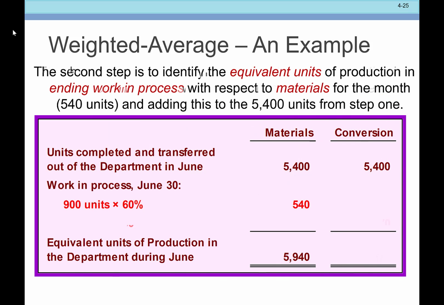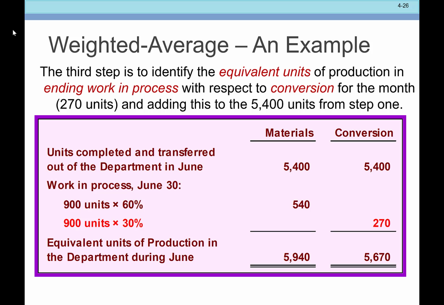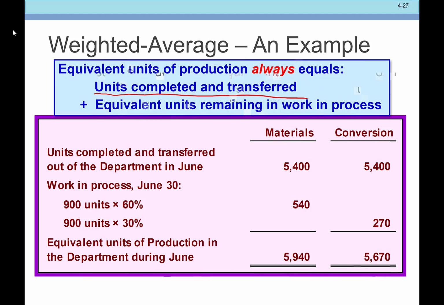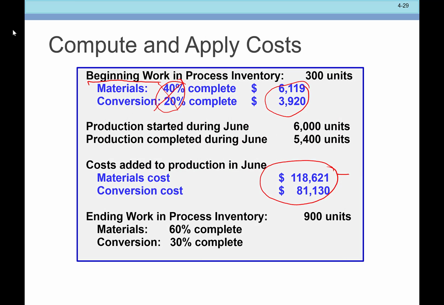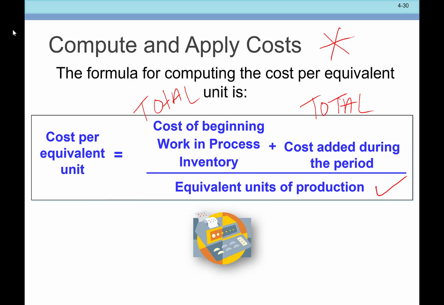Okay, good. Now we have to pick up the cost. We've got our equivalent units. Under weighted average, we pick up the cost both in beginning inventory and the cost added for the period. So you take a look, we pick up both of these. I put a star on this slide, very important.